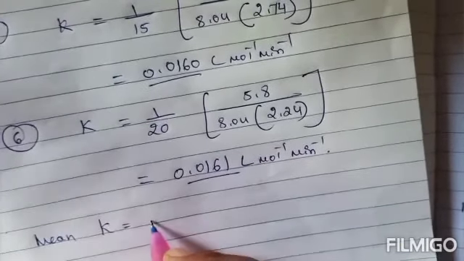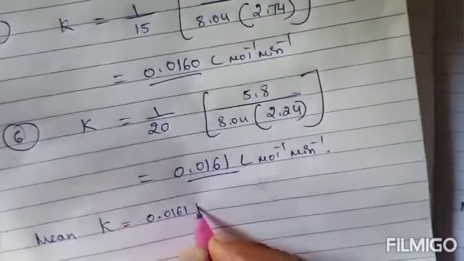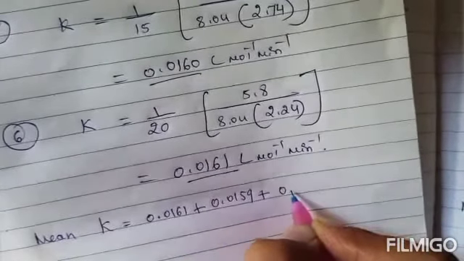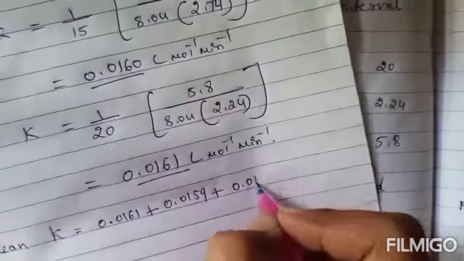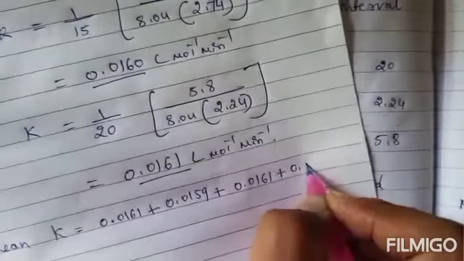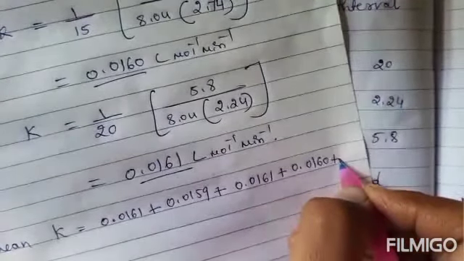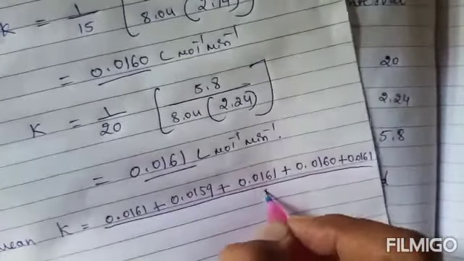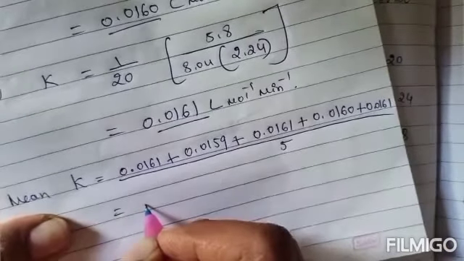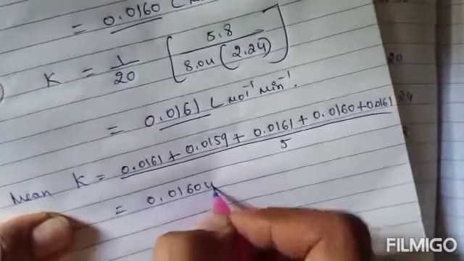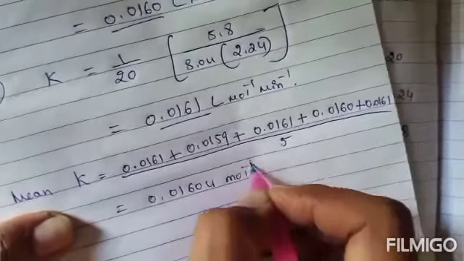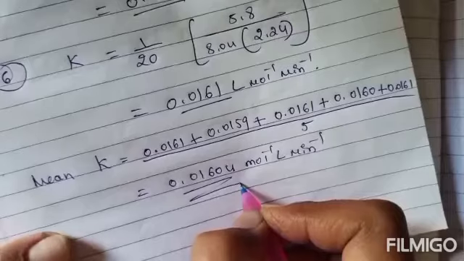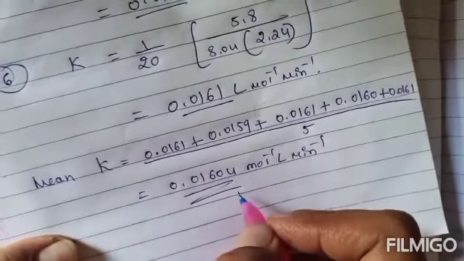all values: 0.0161 plus 0.0159 plus 0.0161 plus 0.0160 plus 0.0161, divided by 5, we'll get the answer 0.01604 per mole liter per minute. This is the value of k in this problem.